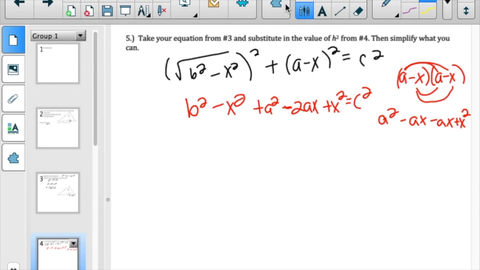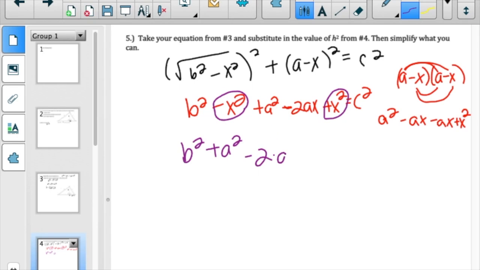Does anyone else see something that we could simplify? Emily? The negative x squared and the x squared. Good. The negative x squared and the x squared, they would cancel each other out. So this is what we're left with. b squared plus a squared minus 2ax equals c squared. Okay, very important stuff that we have right here. This is almost law of cosines.